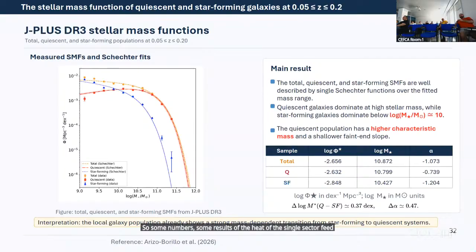The difference in the characteristic mass between the quenched and star-forming is around 0.35, and the difference in, as I said, the low-mass slope is 0.47.